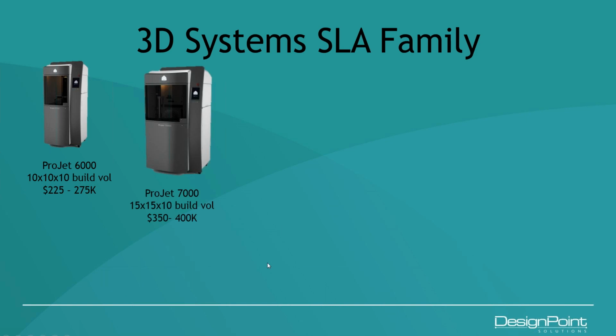The next machine up in the family is our ProJet 7000. These two machines are actually identical as far as technology, laser technology, the filled chamber, everything. The key difference just being that the build volume is significantly larger. It's 15 by 15 by 10. And these machines start around 350, go between 350 and 400,000. Again, based on configuration, there are a couple different configurations depending on your needs.